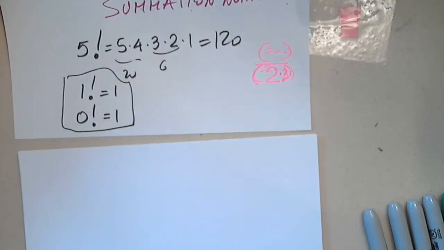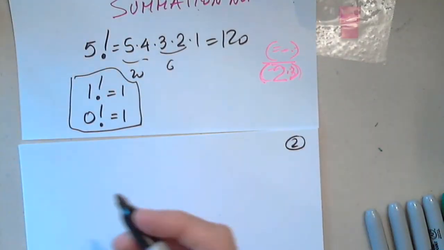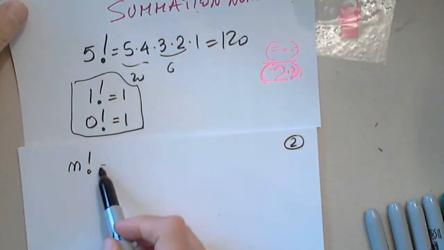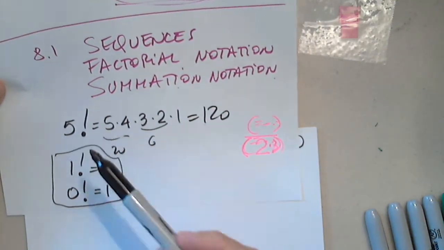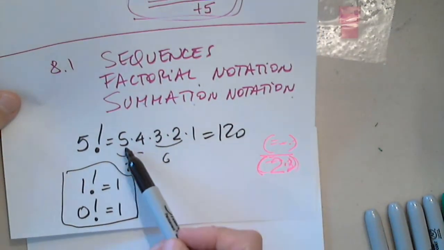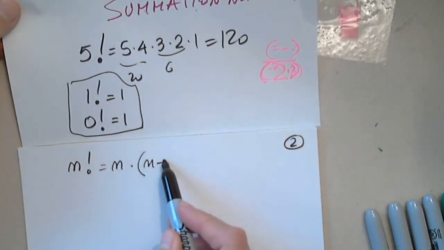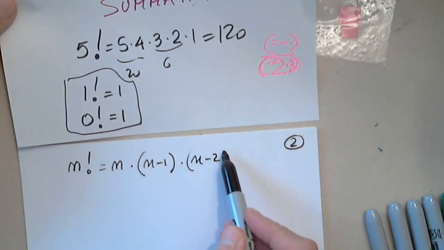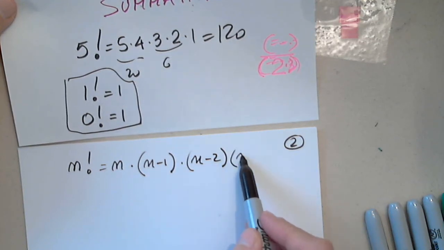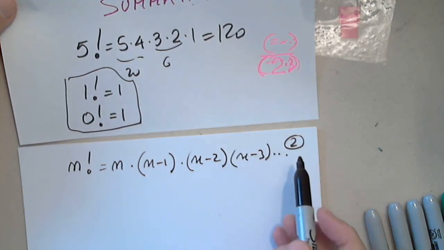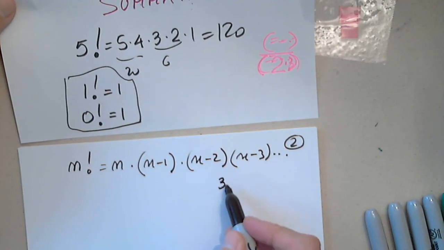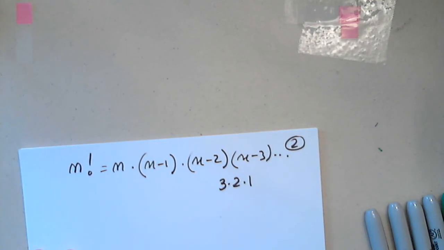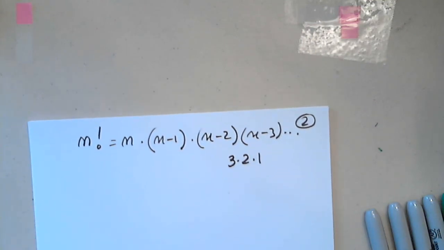In general, for any number, we will write the definition like this. N factorial. And remember what we wrote. The same number multiplied by the same number minus 1, then multiplied by this number minus 1, then multiply by this number minus 1, dot, dot, dot, exactly 3 dots, 3 times 2 times 1. So that's the general formula for a factorial.